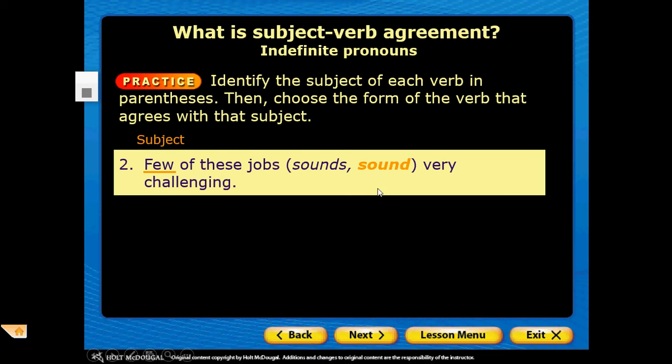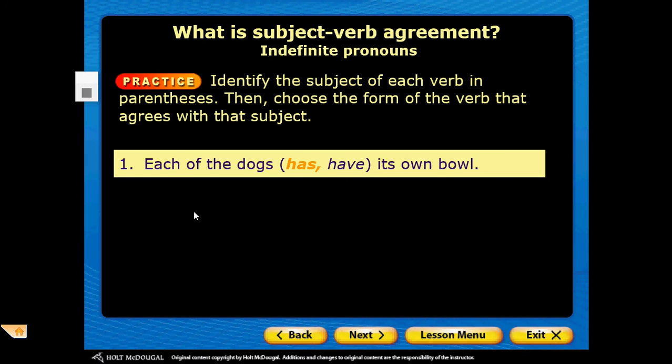It's not enough that you choose the right answer and that's it. So here we chose "sound" because the subject in this sentence is "few," and "few" signals a plural indefinite pronoun. All right, so let's move on to number three.